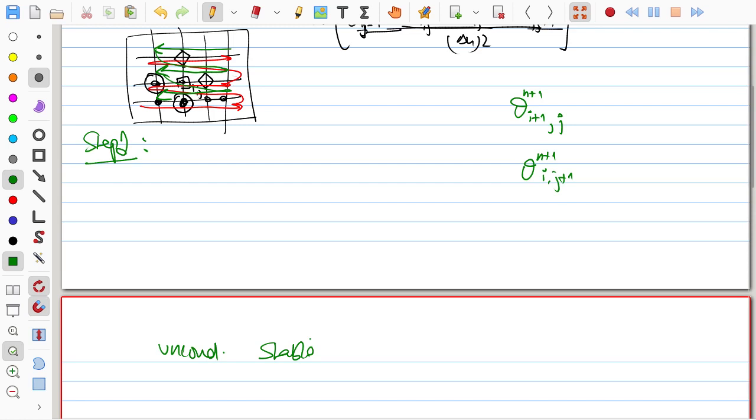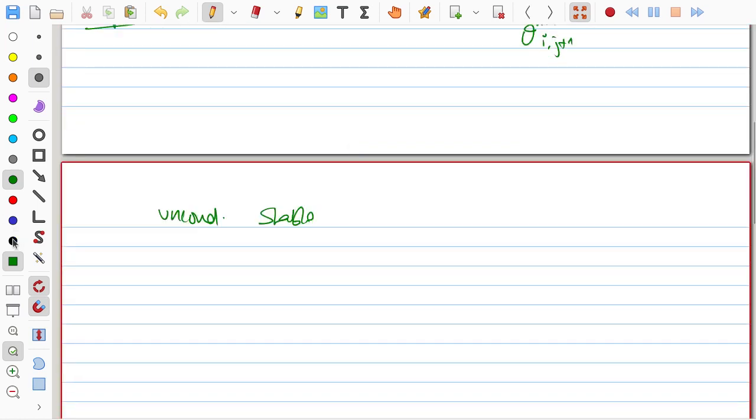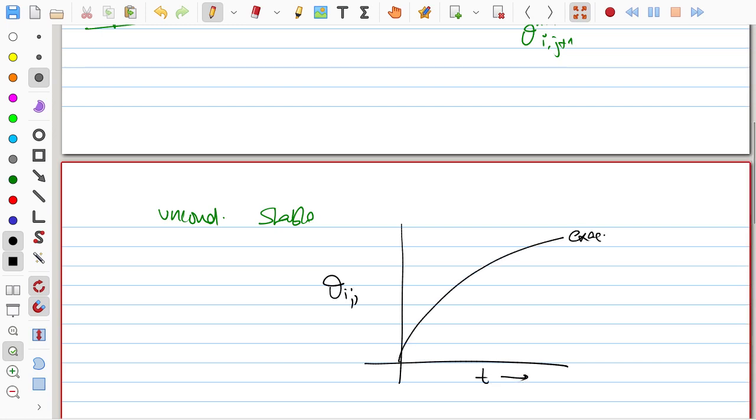But a bad thing about this is that the transient values can be quite erratic. So, I can show that through a graph. Let us say we are talking about the theta value at some I comma jth point, the I comma jth value as a function of time, and this is the exact solution. Hypothetically speaking, let us say I knew the exact solution. So, if you use ADI, alternating direction implicit method, then you would get something like this.